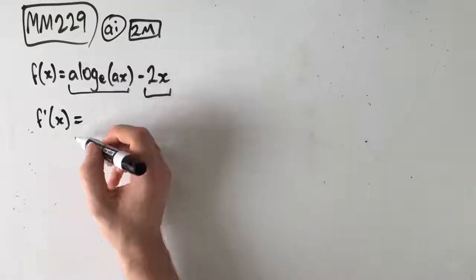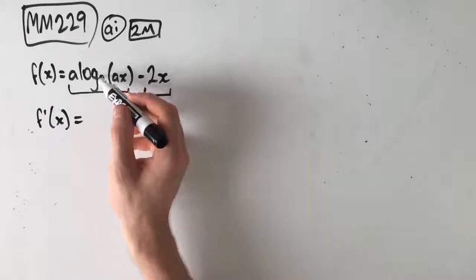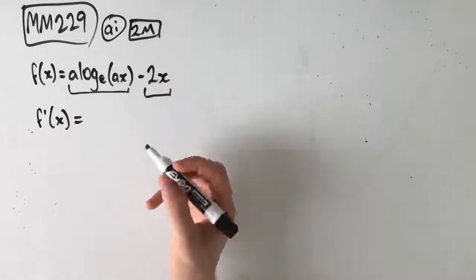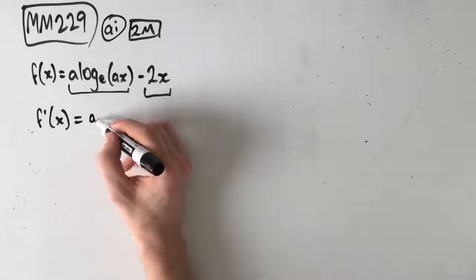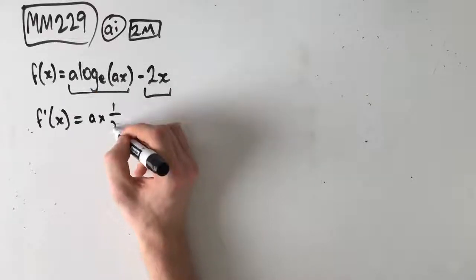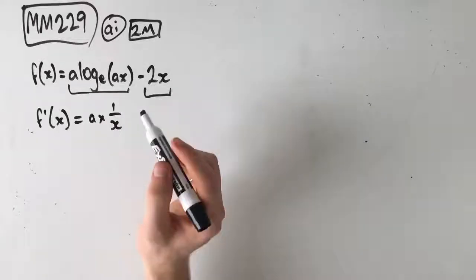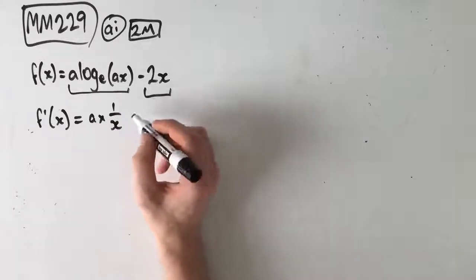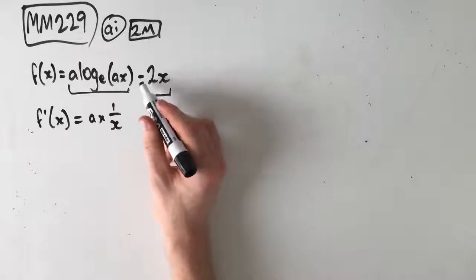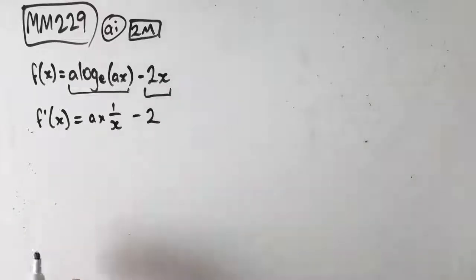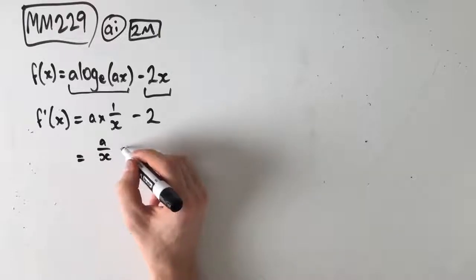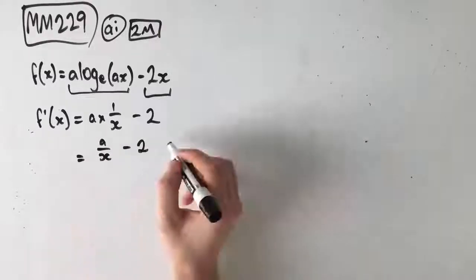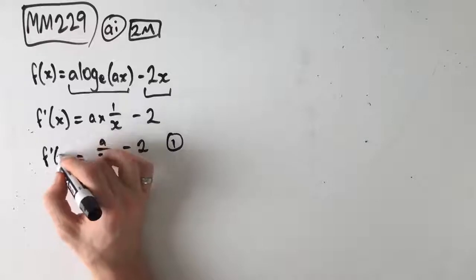So the derivative of log e of ax, according to our formula sheet, is simply 1 on x, right? But we've got this a at the front, so we've actually got a times 1 over x. 1 over x is our derivative of log e of ax, and our derivative of take away 2x is take away 2. Awesome. Which means that our f dash of x is equal to a on x minus 2. This is your first mark, finding this gradient function.